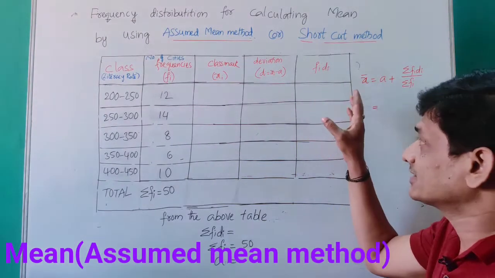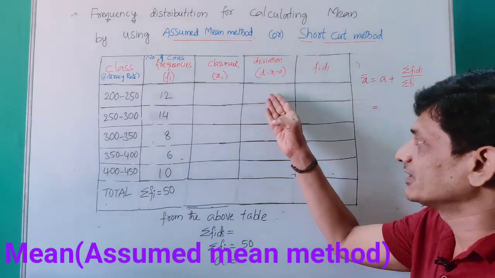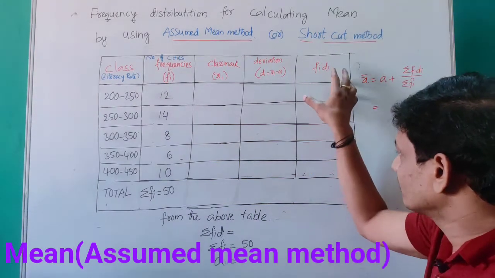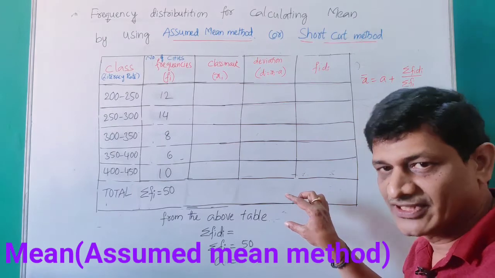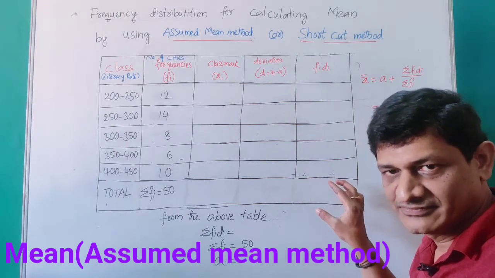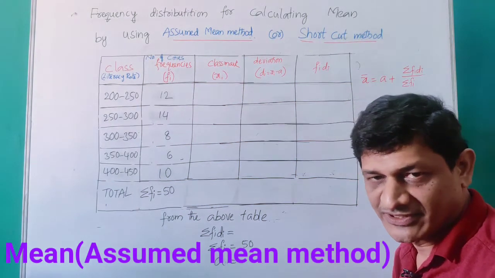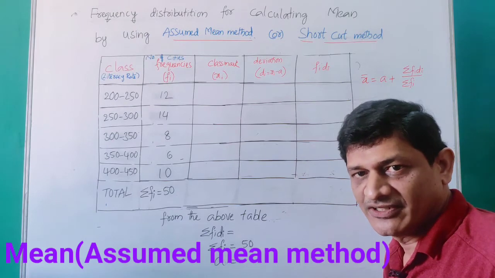After that, the last column: after getting di, if you multiply frequency with di, you get their product. After completion of all these fi di's, add them, and finally you get sigma fi di. Then substitute that sigma fi di value in the formula, and you can get the value of the mean.